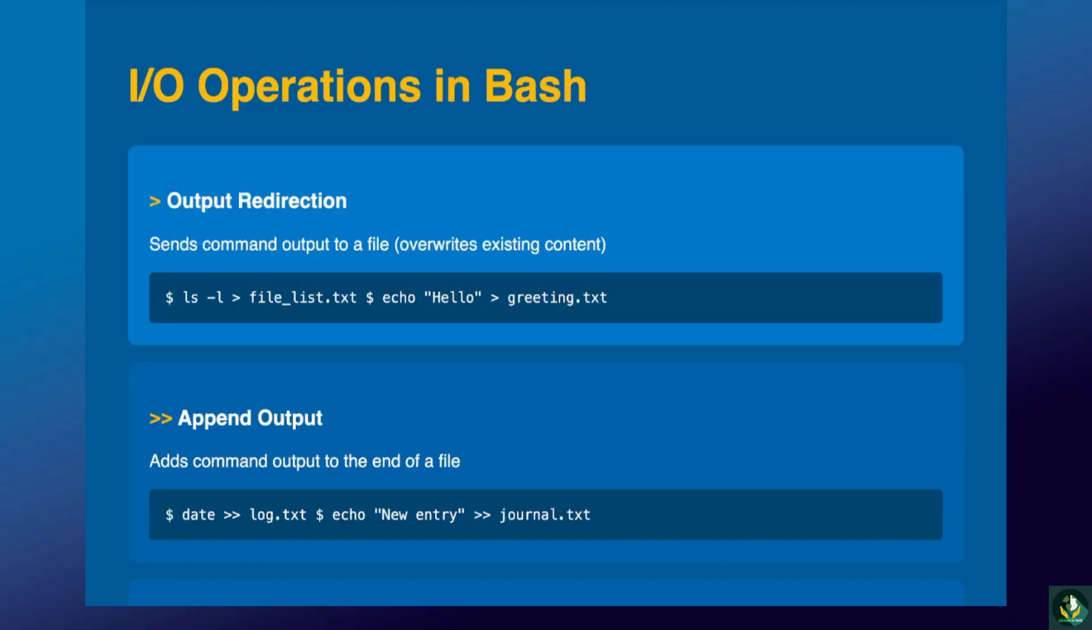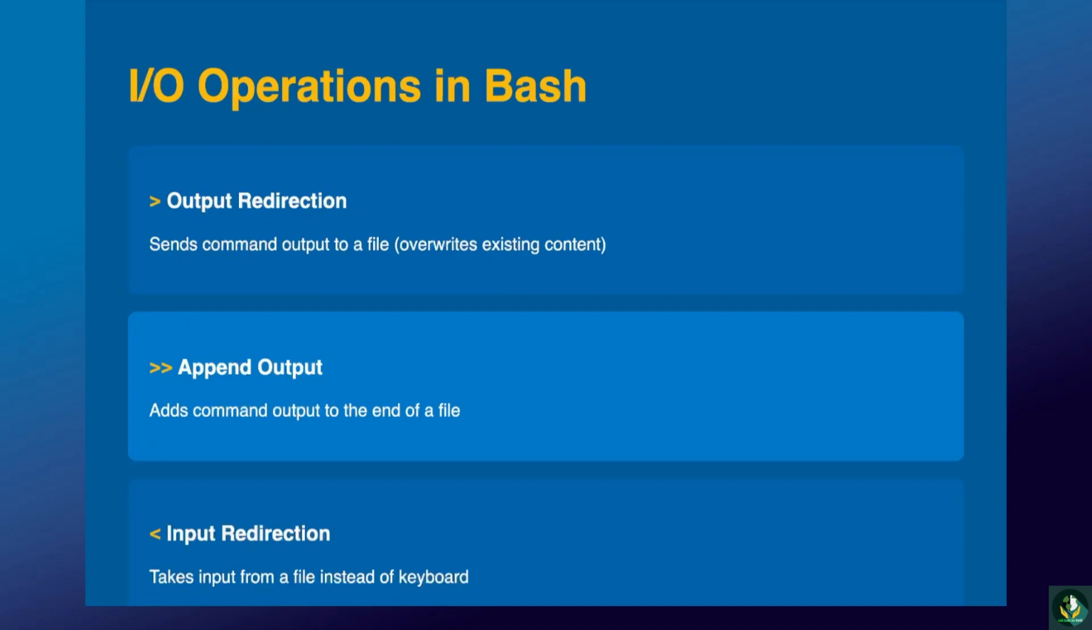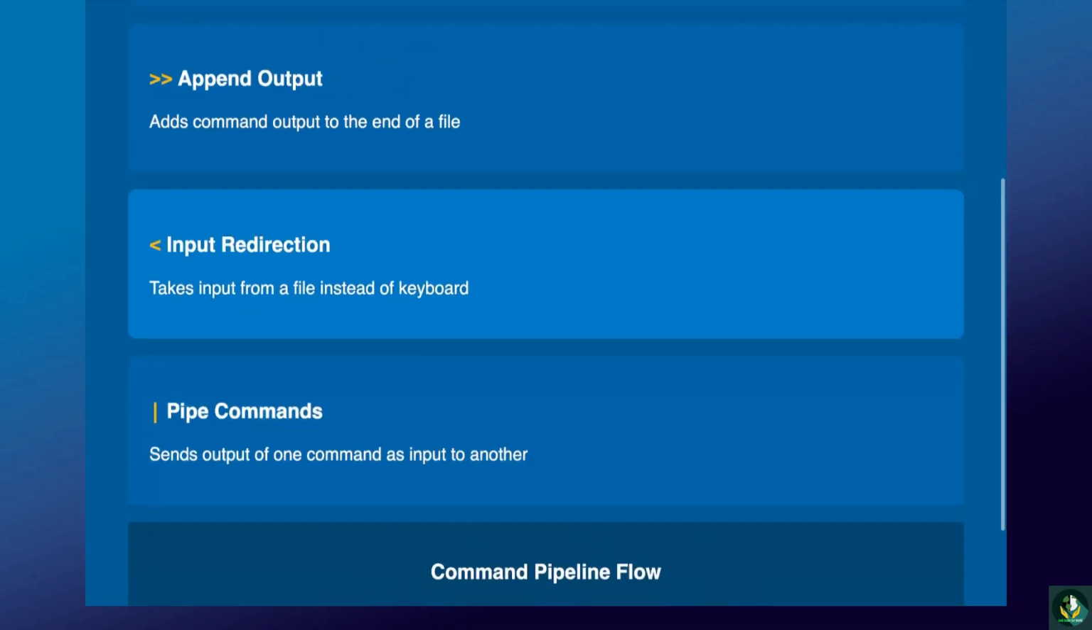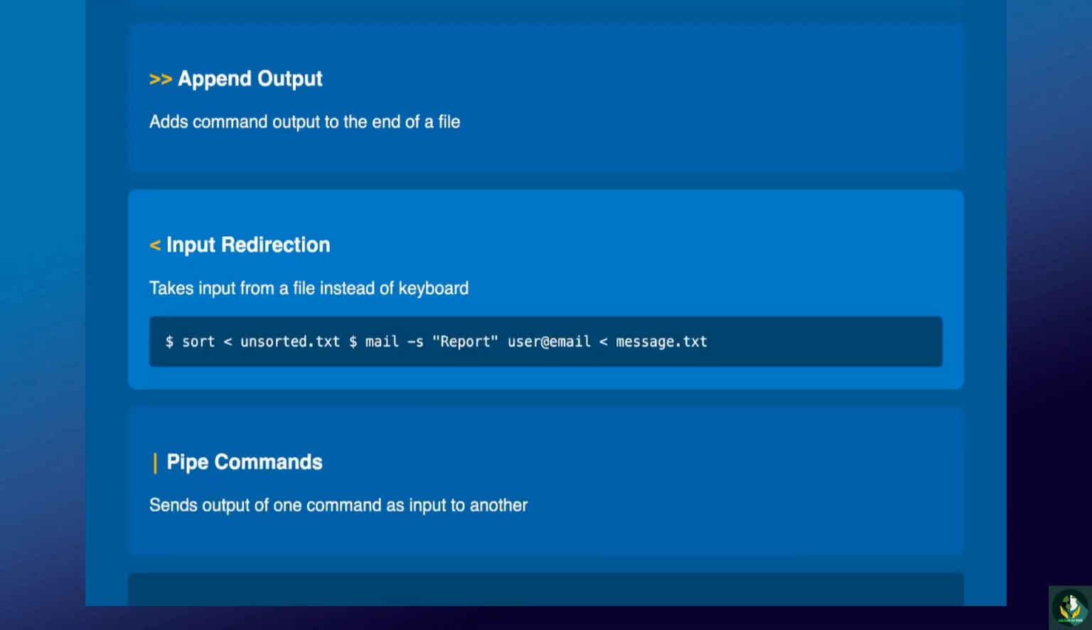The next block in our I/O operations in Bash is input redirection using this less than symbol. It takes input from a file instead of the keyboard. And here is an example. Let's say that we want to sort some data, but instead of providing this data by typing, we provide it with some file, for instance, in this case, unsorted.txt. So the data will be taken from the unsorted.txt file and redirected to the sort command.